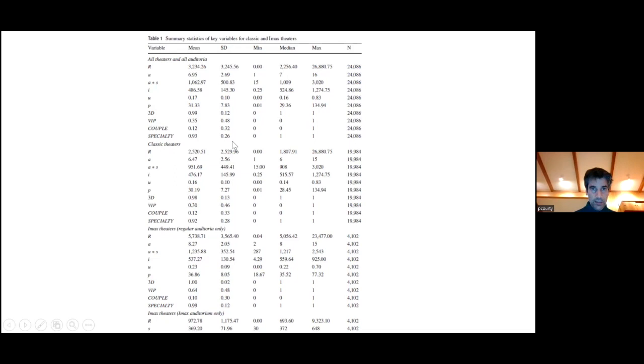And these last four are theater characteristics that are similar to what people have looked at in the literature. So we have 3D characteristics, which capture better audio and a better screen, and we have VIP, which is better quality seats. And so we have similar theater characteristics. So these are the results.